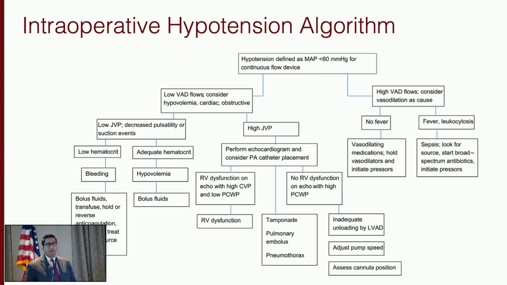So we generally try not to change the speeds or any LVAD parameters intraoperatively because they're already optimized for that patient. If you find that you have a low JVP, and we're going to go all the way to the left side of the screen now, and you have decreased pulsatility or you're having a suction event, a suction event is sort of defined as, I like to use the analogy of a vacuum cleaner sucking a rug into it.